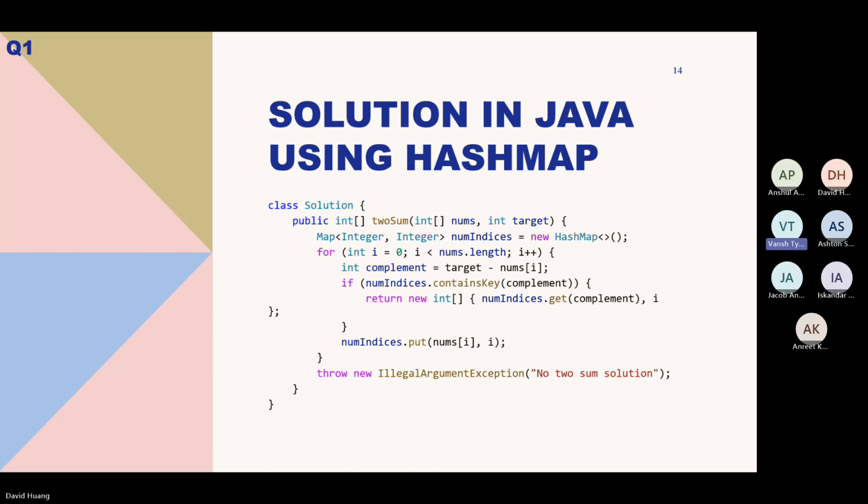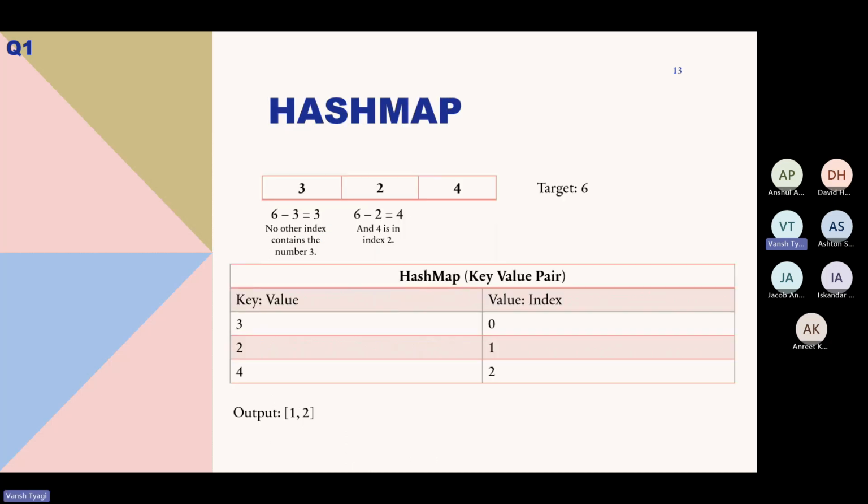Now, what exactly is a hash map? As the name suggests, it's basically a hashing algorithm, and after running the hashing algorithm, it's going to map the elements. So, for example, in this question we are basically storing keys with values. The array is 3, 2, 4, and on the 0th index we have 3 here. We want to store 3 as the key and 0 as its value.